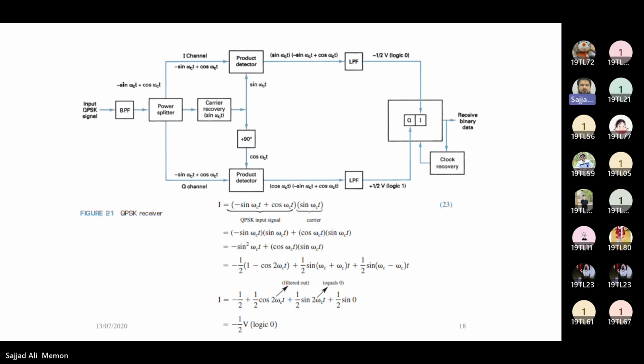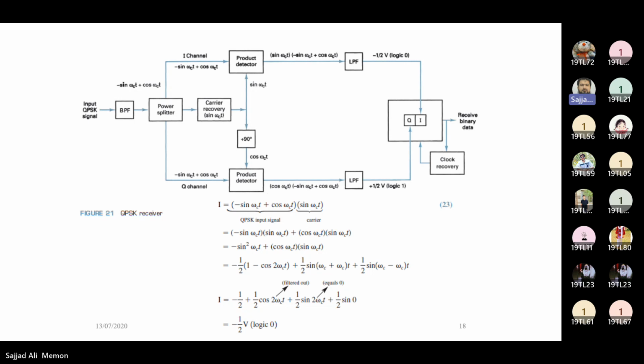So both will be multiplied with the carrier. One will be multiplied with sine omega ct and one will be multiplied with the cos omega ct. So there will be a low pass filter that will only pass through frequencies below the omega c frequency, that is the carrier frequency, and there is only the logic component. Those are the logic components that will be allowed, that you can see here.